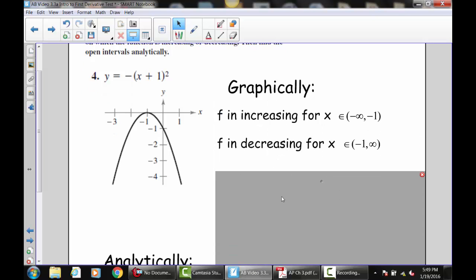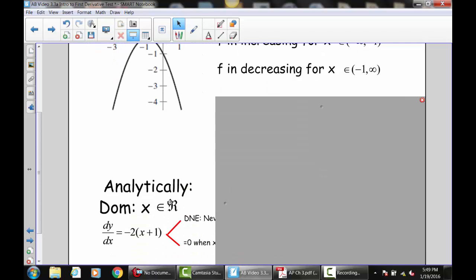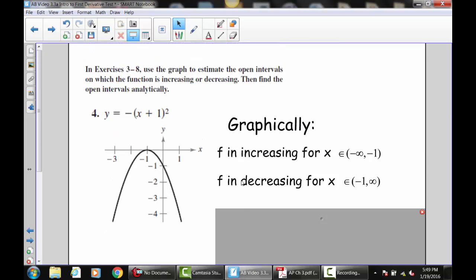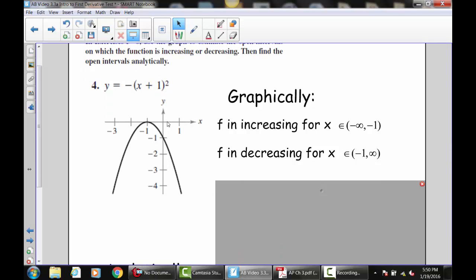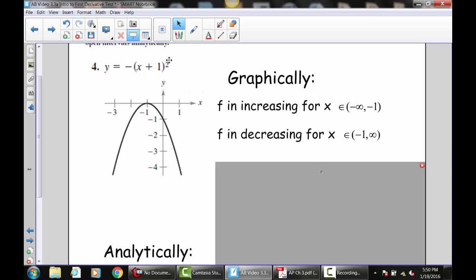So that's pretty straightforward. Now, to prove that analytically, remember we're going to be looking for the critical numbers, and we want the vertical asymptotes. So the first thing we'll do is look at the domain of the function. Ignoring the actual graph, let's look at the function itself. It is a polynomial function, happens to be factored, so its domain is all real numbers. Its derivative will be -2 times x plus 1 to the 1 times 1.